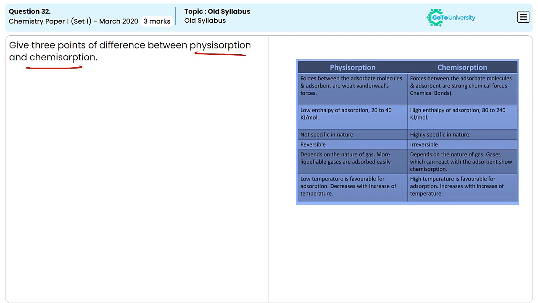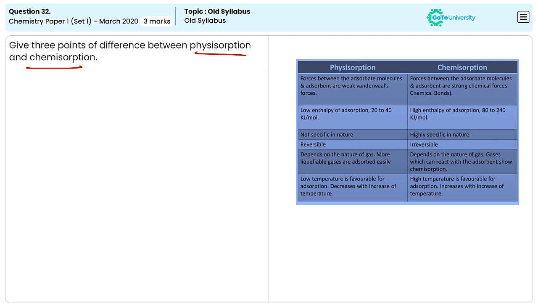The first one is physisorption involves weak van der Waals forces. They are not specific weak interactions that do not involve the sharing or transfer of electrons. Whereas in case of chemisorption, it involves the formation of strong chemical bonds between the adsorbate and the adsorbent surface, often involving electron sharing or electron transfer.